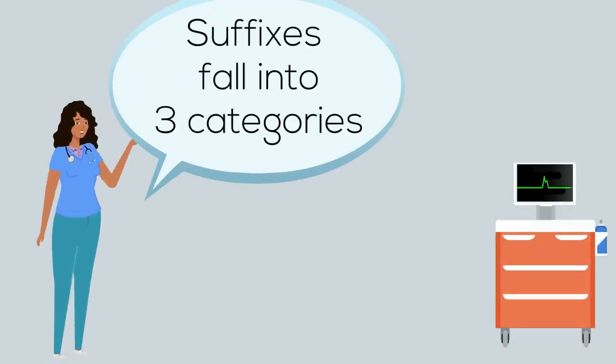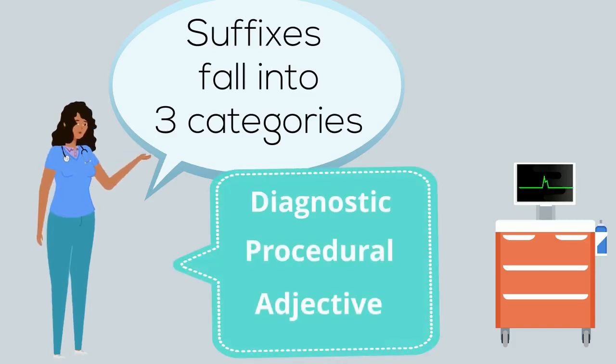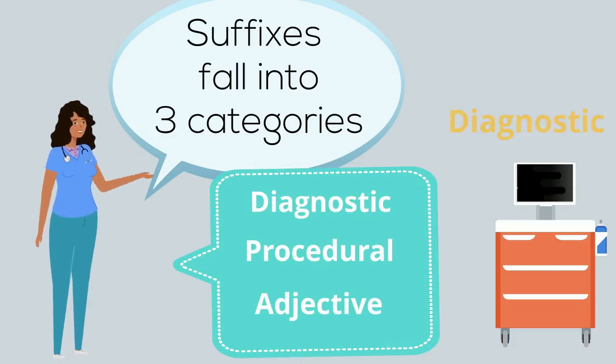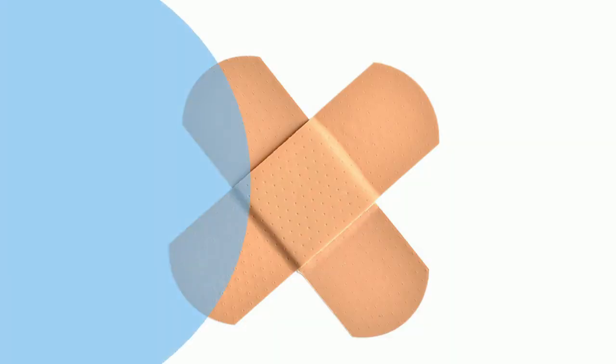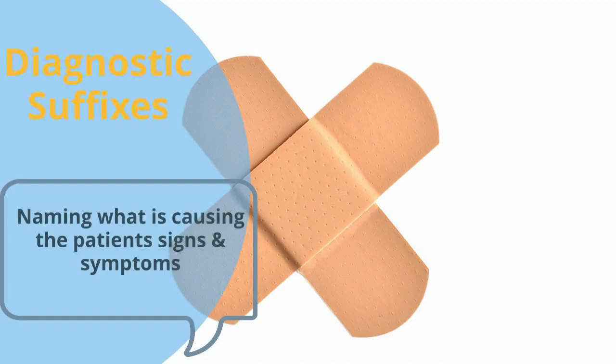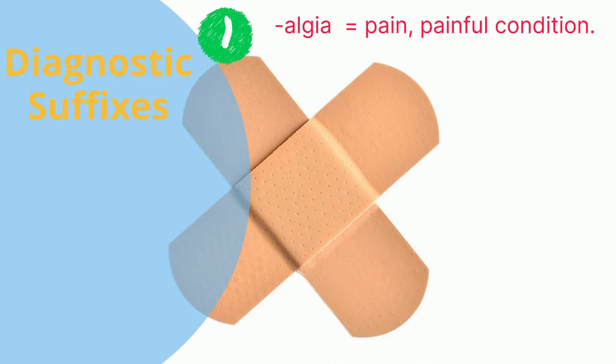Suffixes fall into three categories: diagnostic, procedural, and adjective. Let's take a look at diagnostic first. Diagnostic suffixes give a name to what's causing a patient's signs or symptoms. What's wrong with them? Algia means pain.